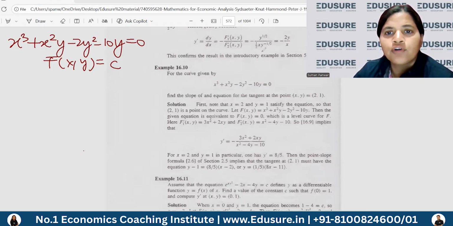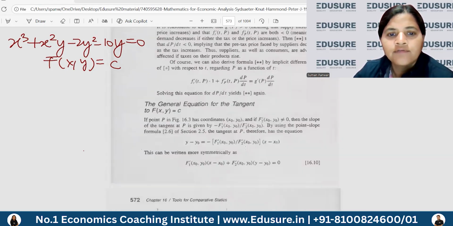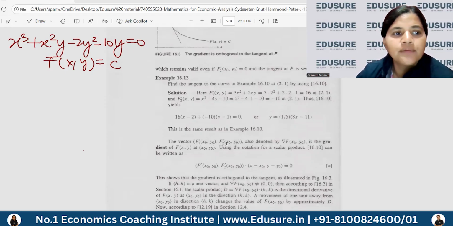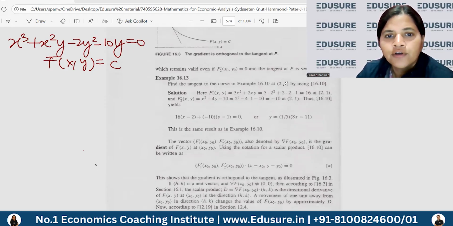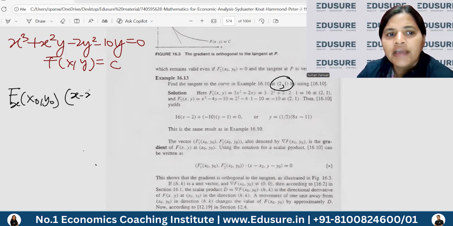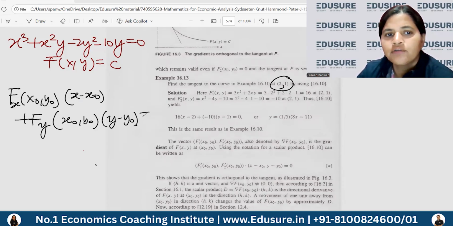Now let us see what we have to calculate. We have to calculate the tangent to the curve. So what is the equation of the tangent to the curve? We want to find out the tangent to the curve at (2, 1). So what was the equation of the tangent to the curve? fx at (x naught, y naught) times (x minus x naught) plus fy at (x naught, y naught) times (y minus y naught) equals 0.